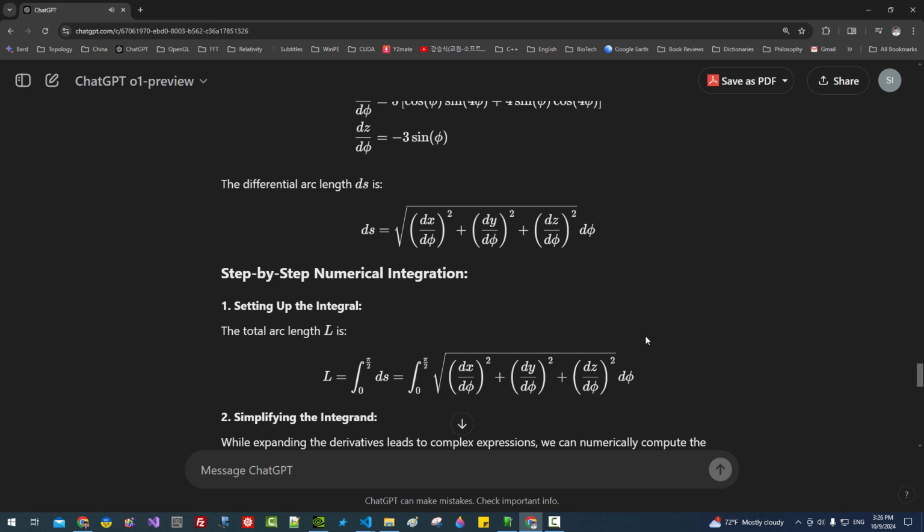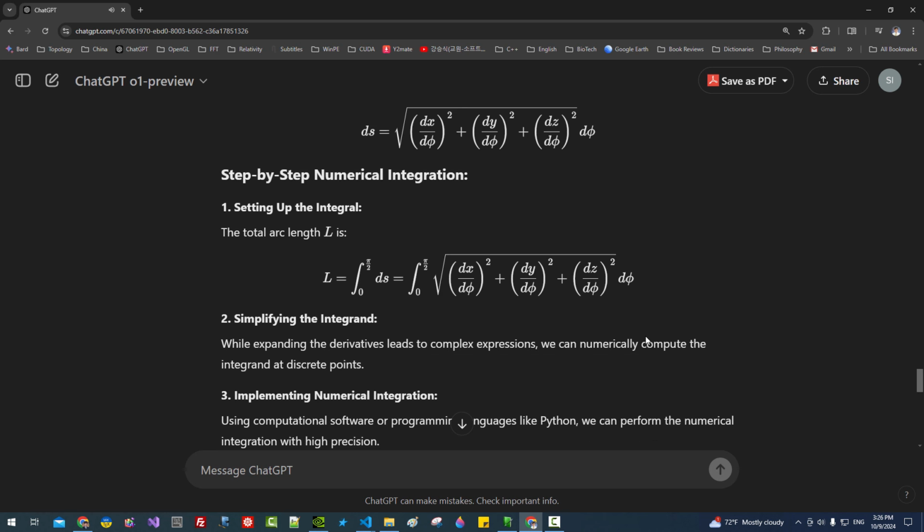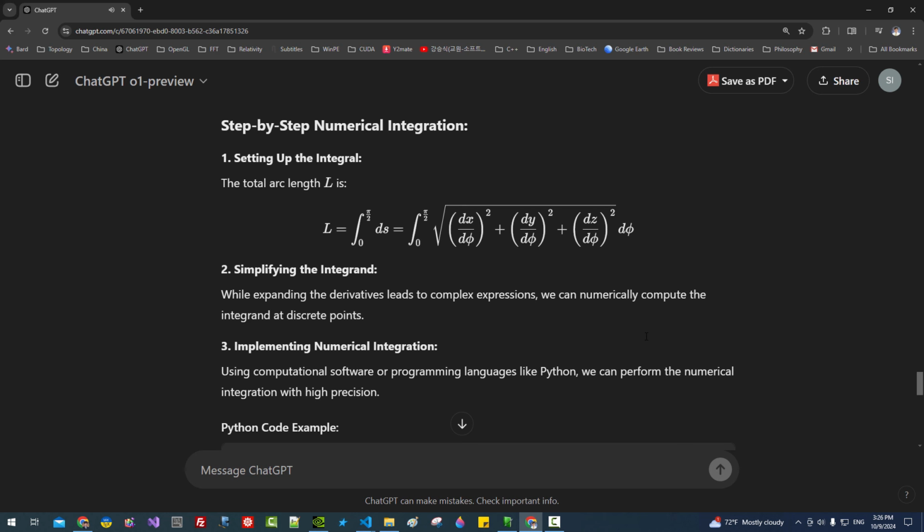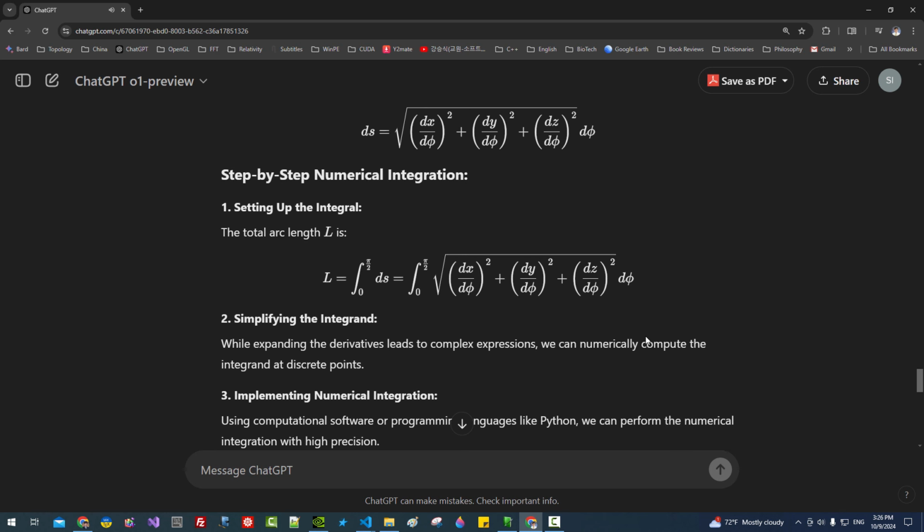The differential arc length ds is ds equals the square root of (dx/dφ)² plus (dy/dφ)² plus (dz/dφ)², dφ. Step-by-step numerical integration. 1. Setting up the integral. The total arc length L is the integral from 0 to π/2 of ds, equal to the integral of the square root of (dx/dφ)² plus (dy/dφ)² plus (dz/dφ)² dφ. 2. Simplifying the integrand.